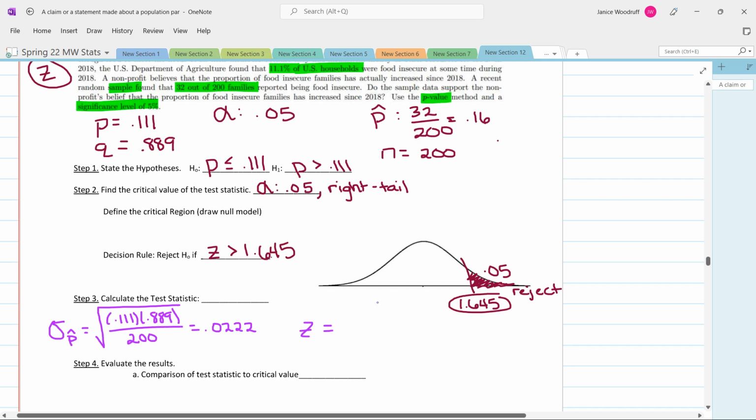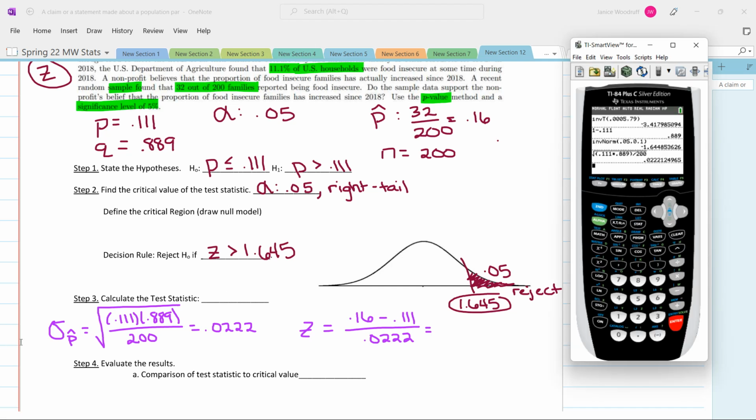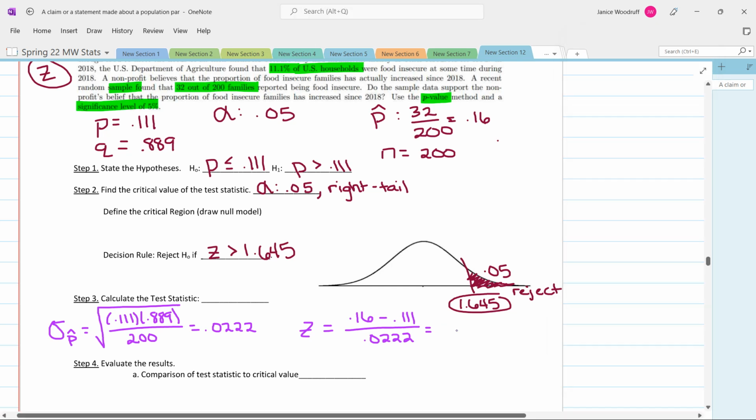So p hat was 0.16, p 0.111, over the standard deviation that we just found, 0.0222. So 0.16 minus 0.111 divided by 0.0222. We're going to get 2.2072.